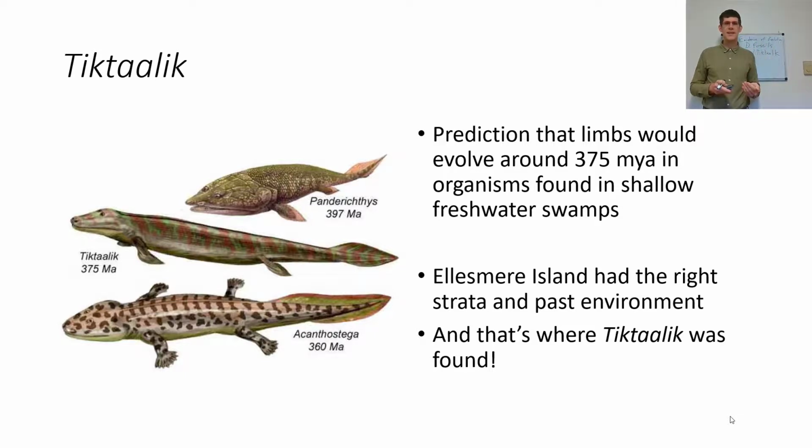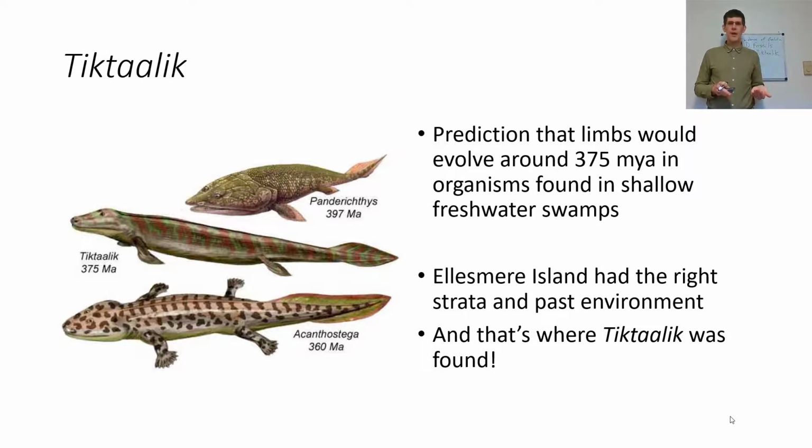Now, Tiktaalik is something that was between a fish and an amphibian. So, we'd expect that it has to come somewhere between 360 million years ago and 397 million years ago. Okay, we need to look in rocks from that period. All right, and you're not going to find Tiktaalik in the middle of a desert, so we're going to look for it in rocks that would have been marshes, shallow freshwater swamps at that time.